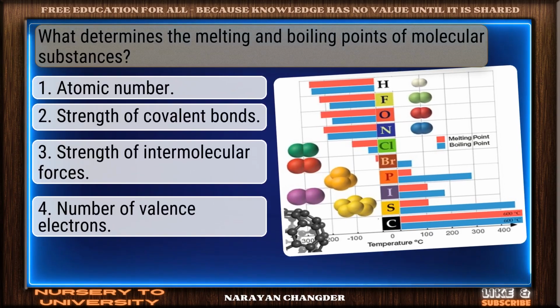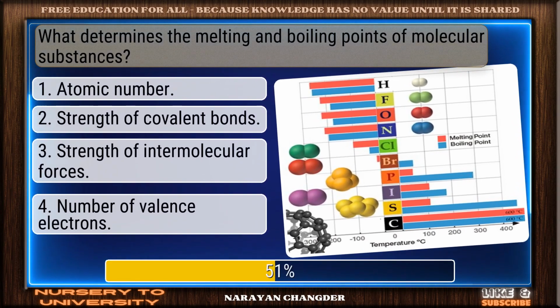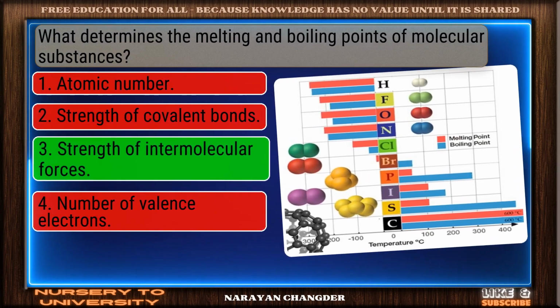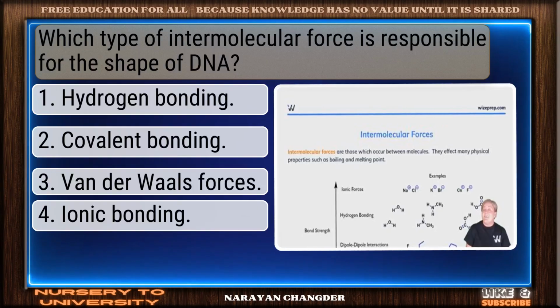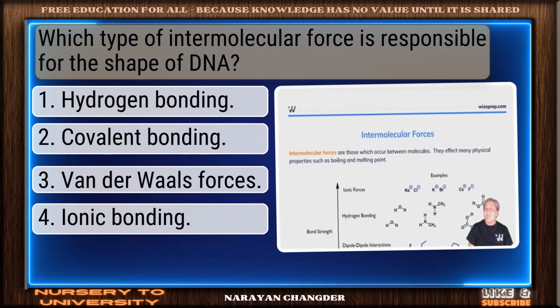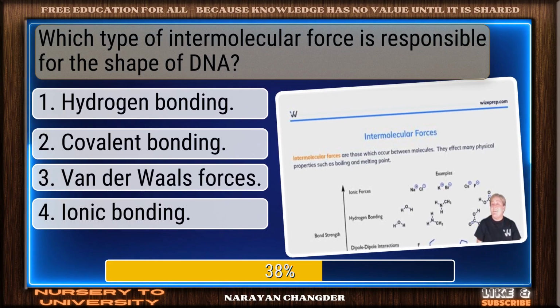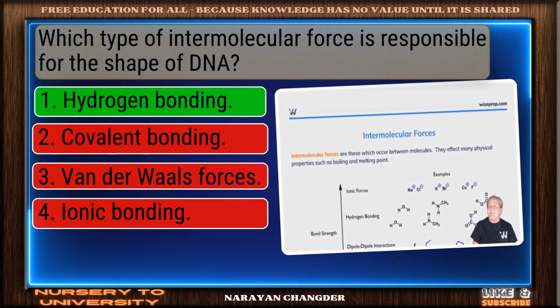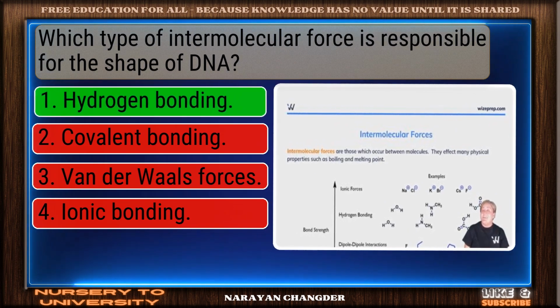What determines the melting and boiling points of molecular substances? Perfect. Strength of intermolecular forces is the correct choice. Which type of intermolecular force is responsible for the shape of DNA? Well picked. Hydrogen bonding is the correct answer.